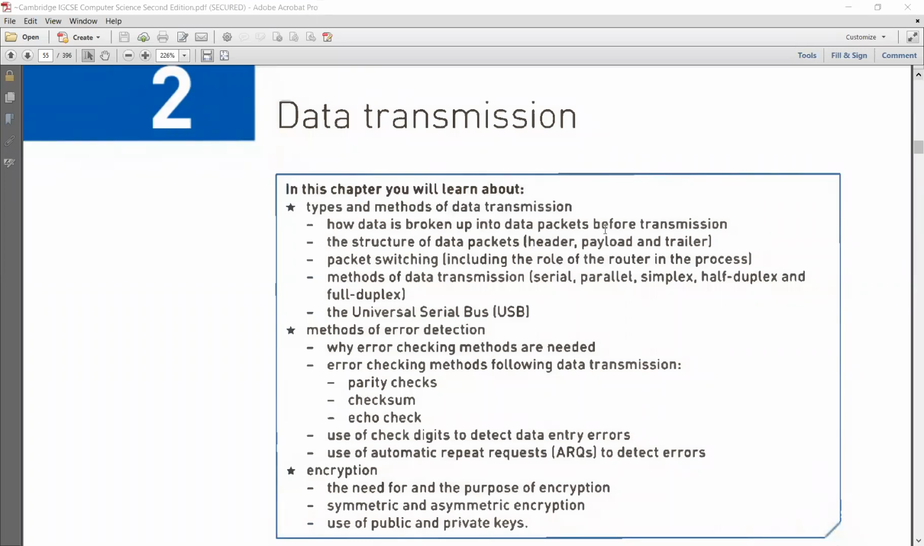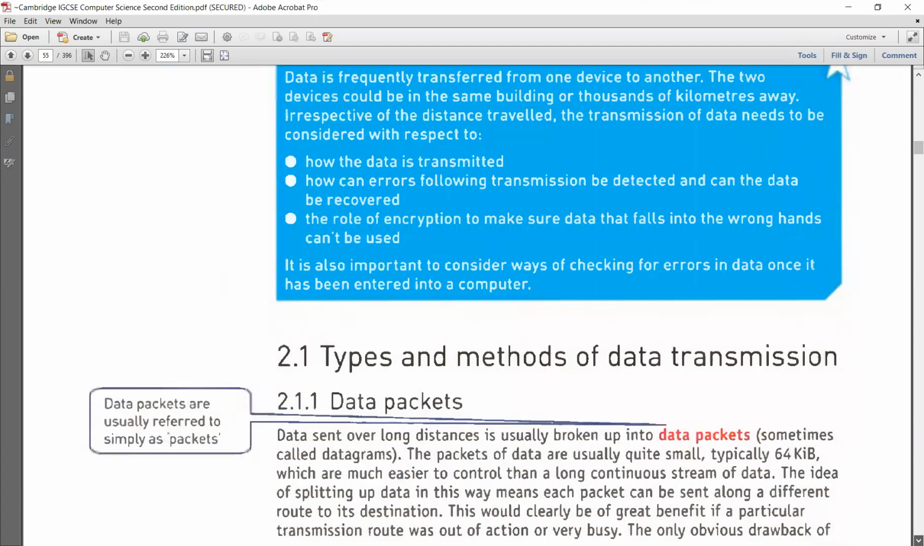What you have to study here is, first, data packets. Then you have to study the concept of packet switching, then methods of error detection, as well as the method of data transmission. Be very cautious about them. And the last thing is encryption. So these are the topics that you have to cover in chapter number 2. Let's start from chapter number 2.